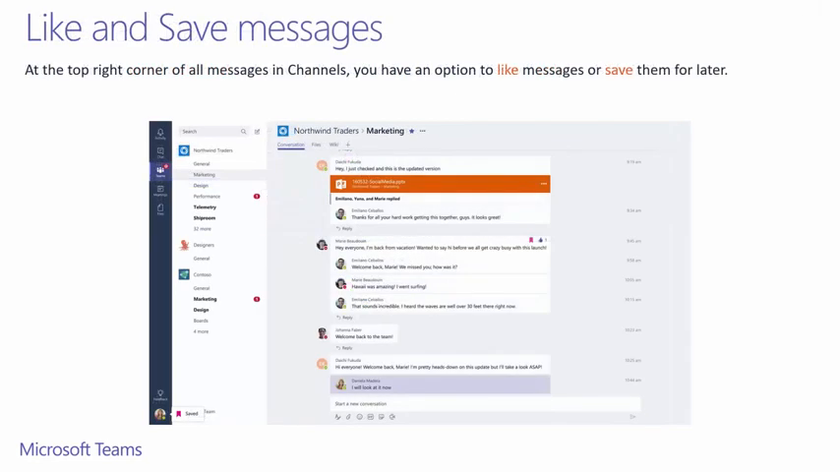While you're in a conversation, a fast way to acknowledge a message is to like it. If you hover over a message, you'll see a thumbs up icon appear in the top right corner. If you want to save a message for later, then select the bookmark icon. The messages you save can later be found by clicking on your display picture in the lower left side of the application and going to Saved.